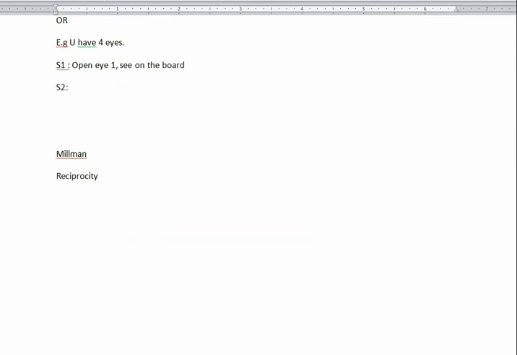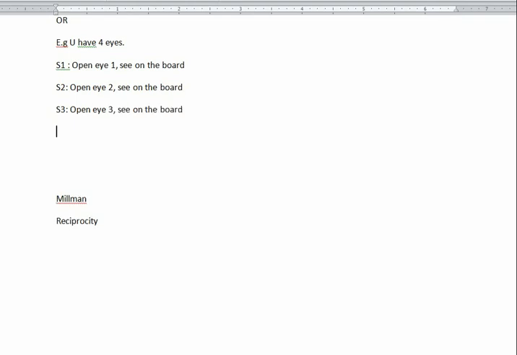Step 2, open I2 and see on the board. Step 3, you have four eyes, so open the third eye, I3, and see on the board. Step 4, open I4 and see on the board. Then step 5, add. Add means you add all the eyes you opened.